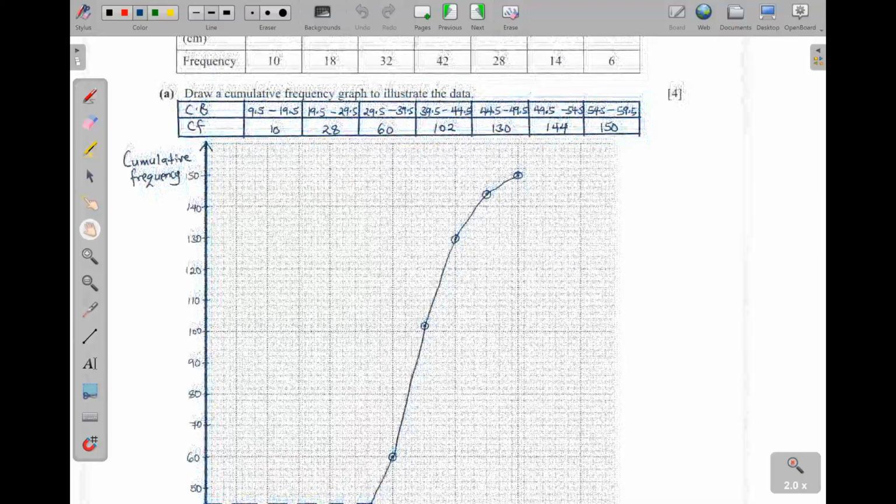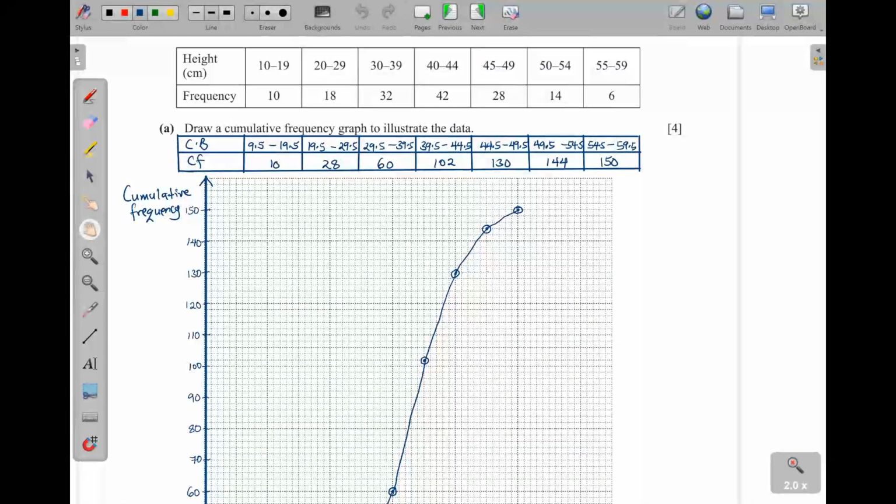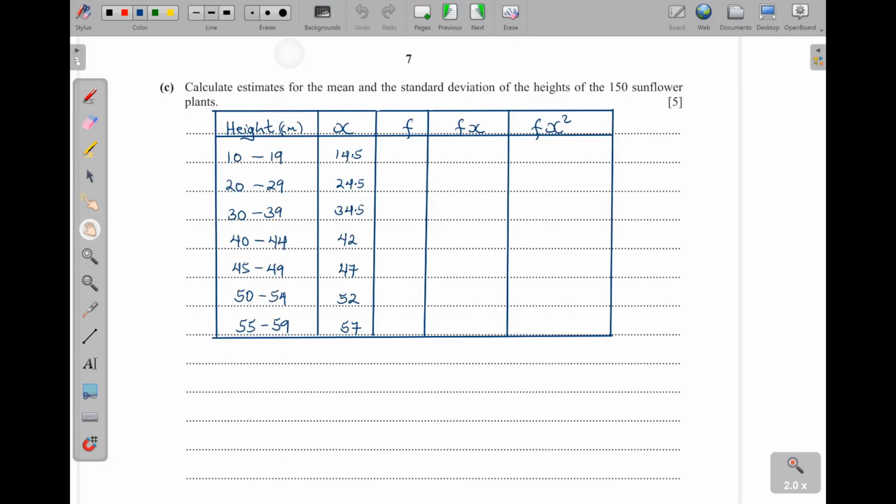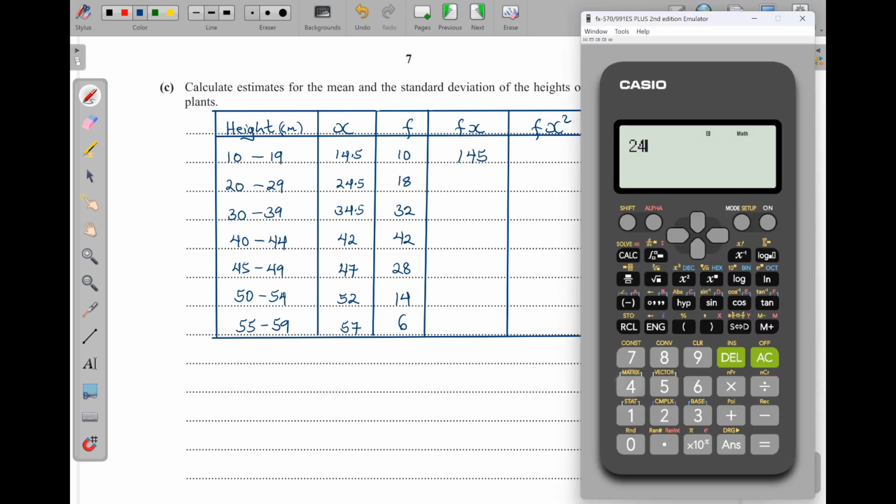So when we check back here, we have the frequencies 10, 18, 32, 42, 28, 14, and 6. So I have 10 here, then 18, 32, I'll have 42, I have 28, I have 14, and I have 6. Then we multiply these ones. This one is going to give us 145, okay? Now let's multiply all of them.